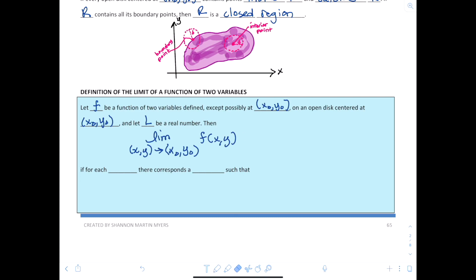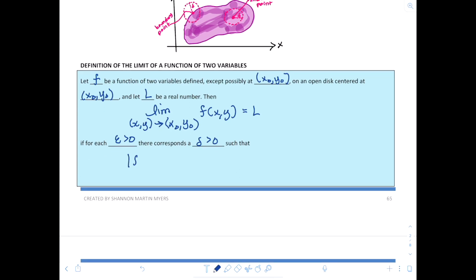is equal to L if for each epsilon greater than 0, so this should look familiar, there corresponds a delta greater than 0 such that the absolute value of f of x and y minus L is less than epsilon whenever 0 is less than the distance between those two points, x and x0, y0, whenever that is less than delta.